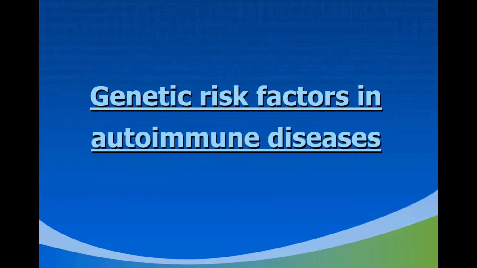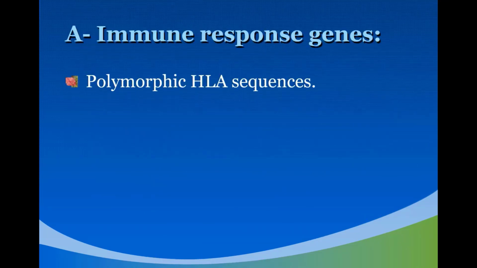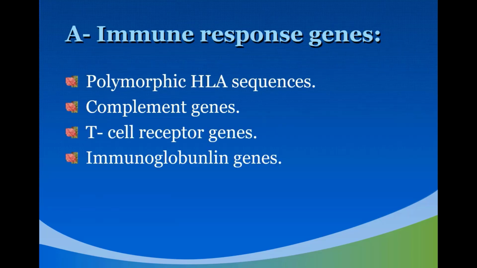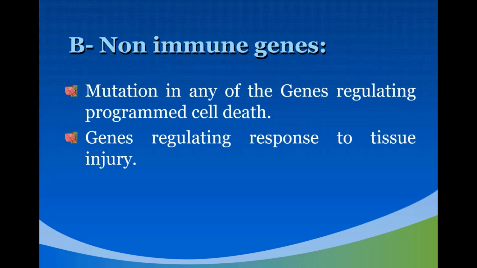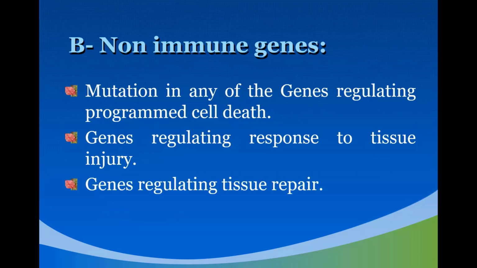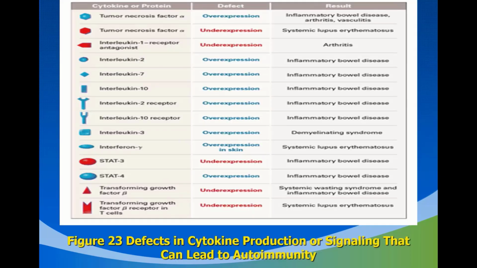disease. Genetic risk factors for autoimmune disease include immune response genes, polymorphic HLA sequences, complement genes, T cell receptor, immunoglobulin genes, cytokine genes, and genes controlling antigen processing and presentation. Non-immune genes include mutations in any of the genes regulating programmed cell death, genes regulating response to tissue injury, and genes regulating tissue repair. A defect in cytokine production or signaling can lead to autoimmunity, depending on the cytokine, the defect, and the result.